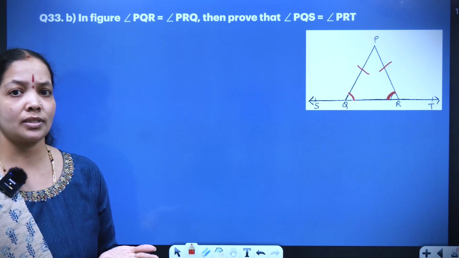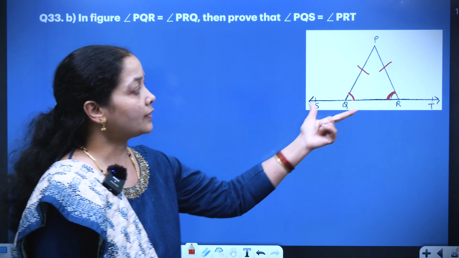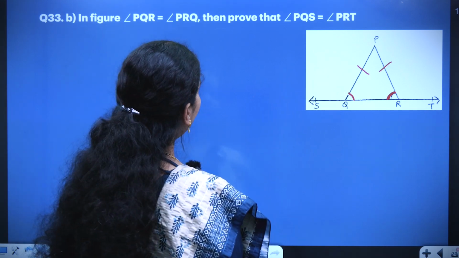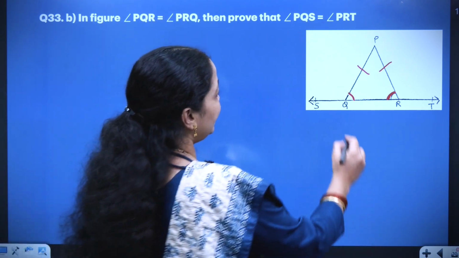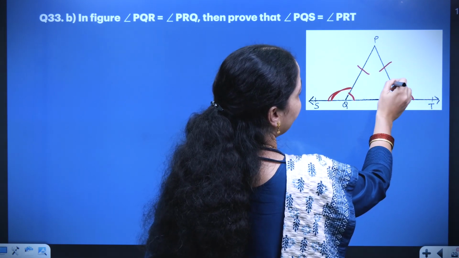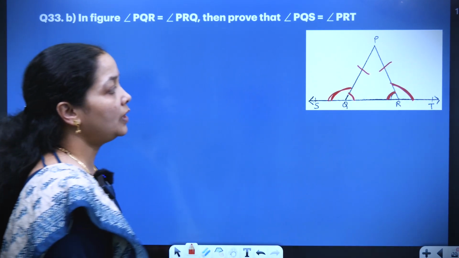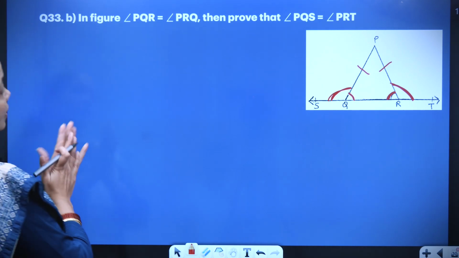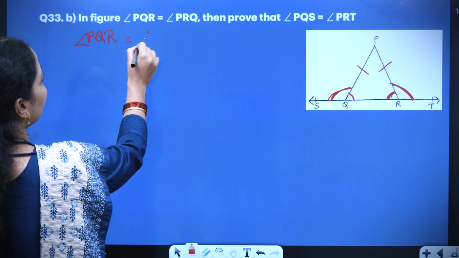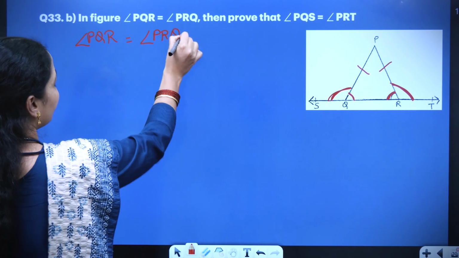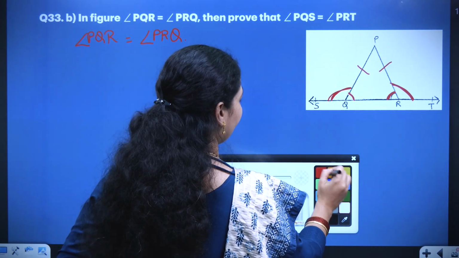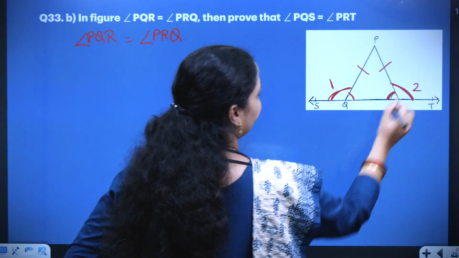Converse of the isosceles triangle property, which says if the base angles are equal, the opposite sides are equal to each other. They are asking us to prove that angle PQS, which is this angle, PQS is equal to PRT. Now considering the given component here, angle PQR is equal to angle PRQ. I will name these two angles, this as angle 1 and this as angle 2.